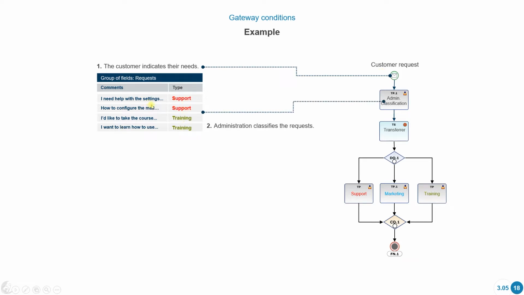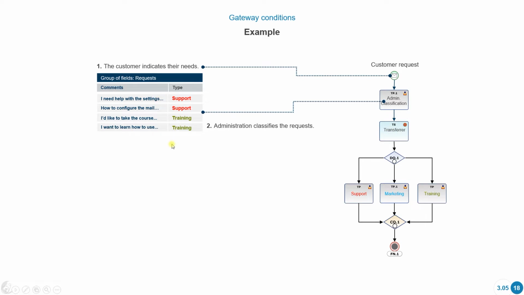So two of these requests are related to support and two of these requests are related to training. So this administrator here is the one who inputs this information. So he classifies all the requests. He says, okay, this customer has added 4 requests, but I'm going to classify 2 as for support and 2 as for training.